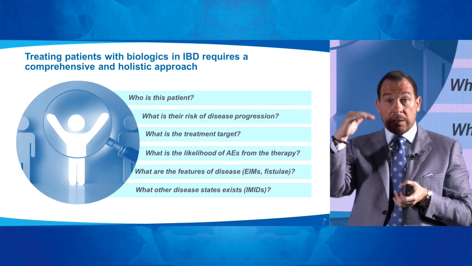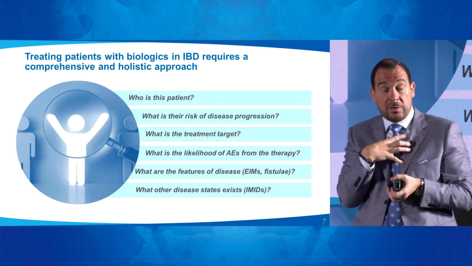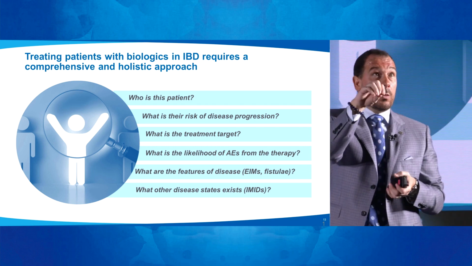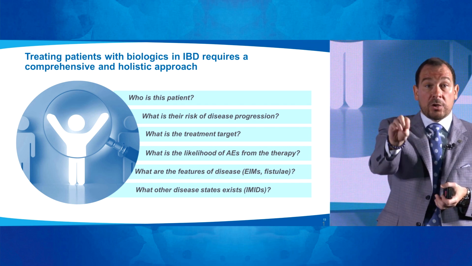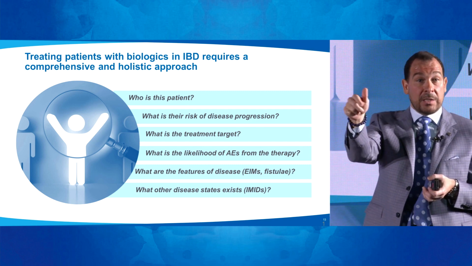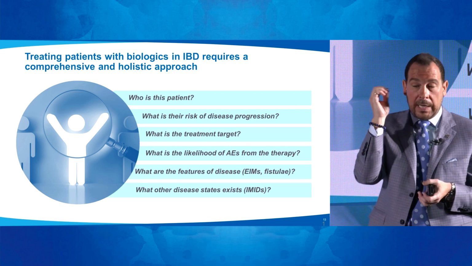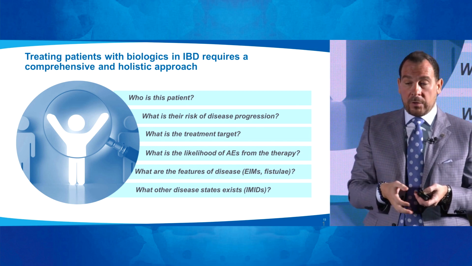So the treatment targets for individual patients, it's not us who choose the target. We educate the patient about what that target should be, but the patient chooses the target, because when you're chasing that target, the patient needs to make the decision to change therapy. So we can't lose that. What's the likelihood that they can have an adverse event from therapy?